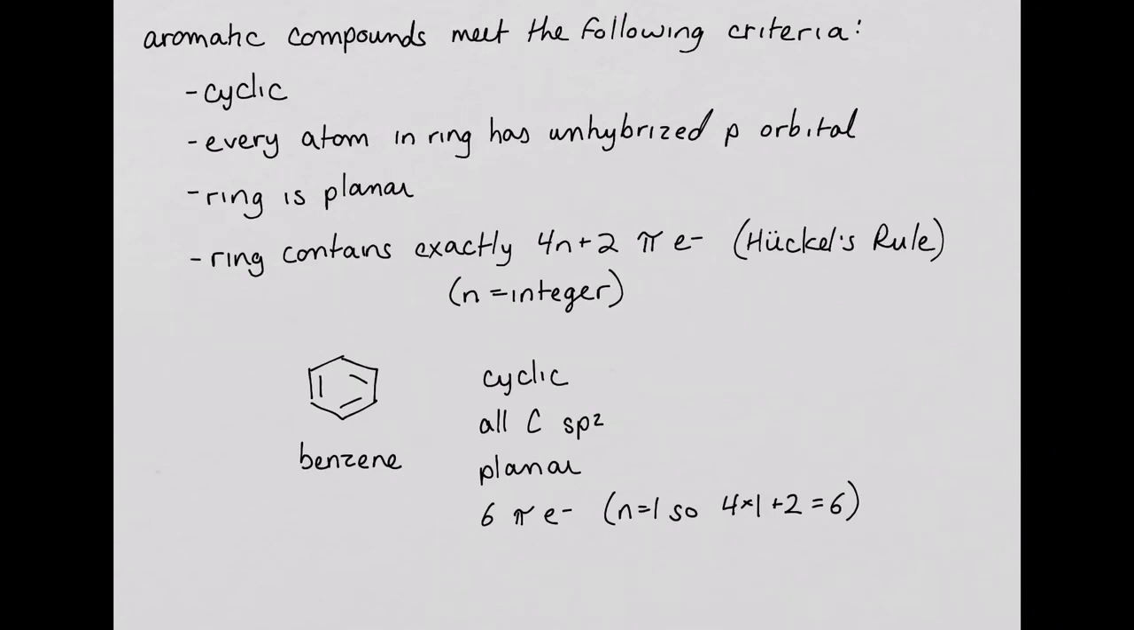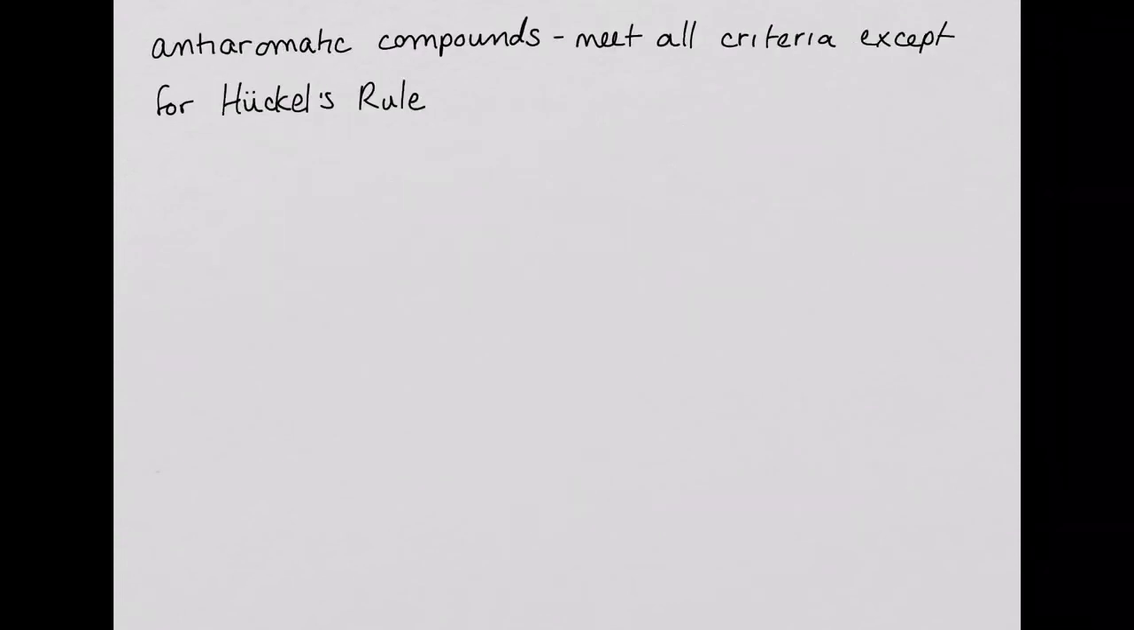Some compounds will meet some of these criteria, but not all of them. There is a special case of compounds that meet all of the criteria except for Hückel's rule. These are called anti-aromatic compounds. Anti-aromatic compounds are exceptionally unstable. Let's look at an example.